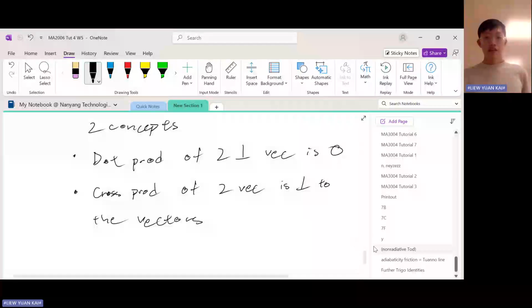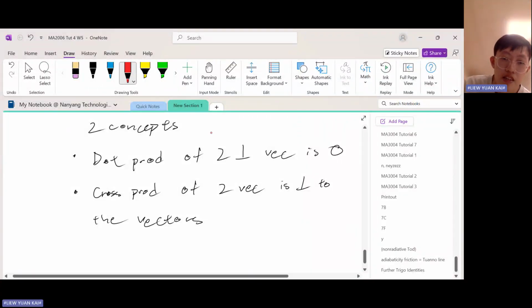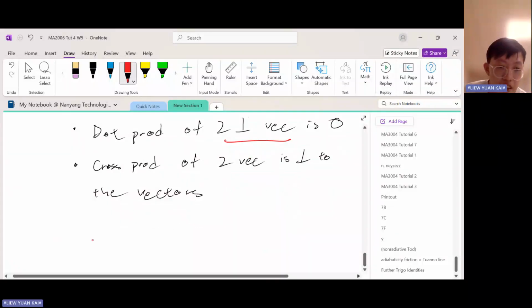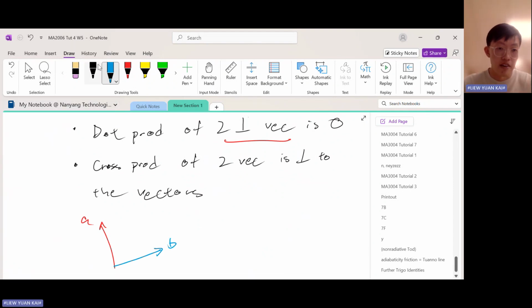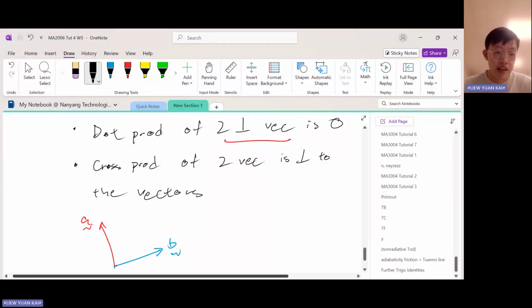Okay, so let me explain. The dot product of two perpendicular vectors is 0. So these two vectors that we are considering here are 90 degrees apart. If they are 90 degrees apart, let's say I have vector A and vector B, and they have an angle of 90 degrees.